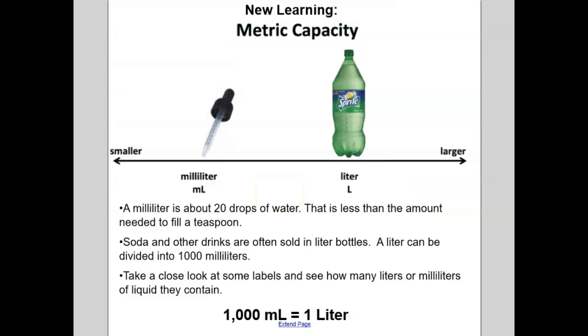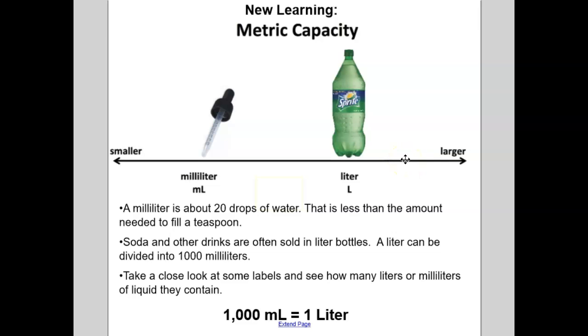Sit up really straight and focus, because today we get to learn something new. We get to learn about the metric units of measurement for capacity. In the metric system, there are only two units of measurement for liquid volume or capacity, so it's a little simpler to understand. These two units are milliliters and liters. There are only two.